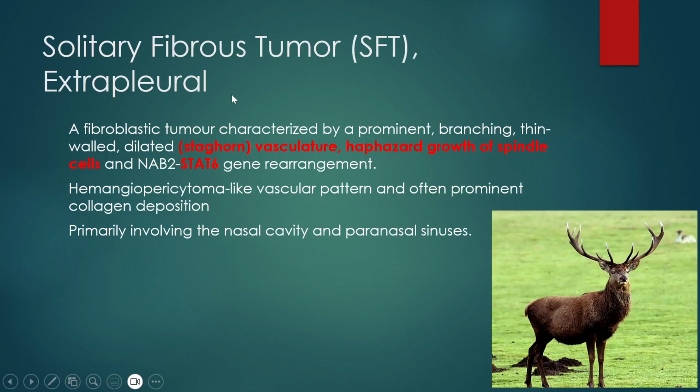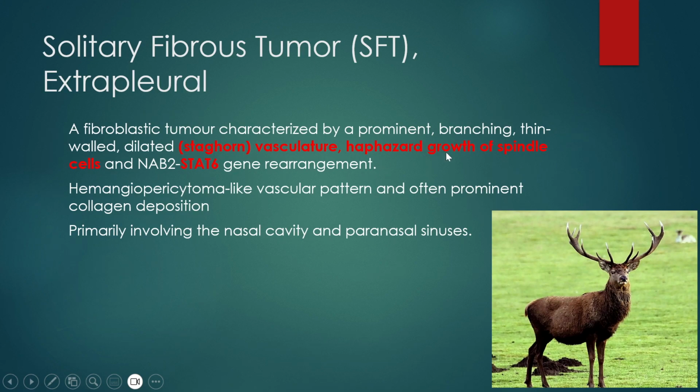The next entity is solitary fibrous tumor. I already highlighted the characteristic finding. One is the staghorn vessel. This is the staghorn, so the vessel just mimics this shape. And then haphazard growth of the spindle cell. This kind of spindle cell is monotonous because in the soft tissue world, whatever fusion you can find in the soft tissue tumor, the tumor cell looks identical. So for SFT, the characteristic finding is NAB2-STAT6 fusion.